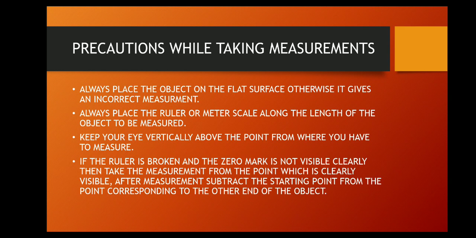Always place the object on a flat surface, otherwise it gives an incorrect measurement. Always place the ruler or meter scale along the length of the object to be measured. Keep your eye vertically above the point from where you have to measure. And if the ruler is broken and the zero mark is not visible clearly, then take the measurement from the point which is clearly visible. After measurement, subtract the starting point from the point corresponding to the other end of the object.